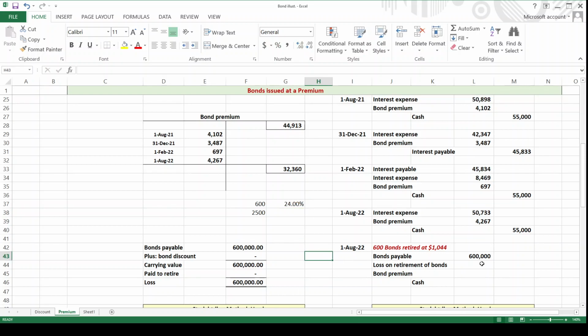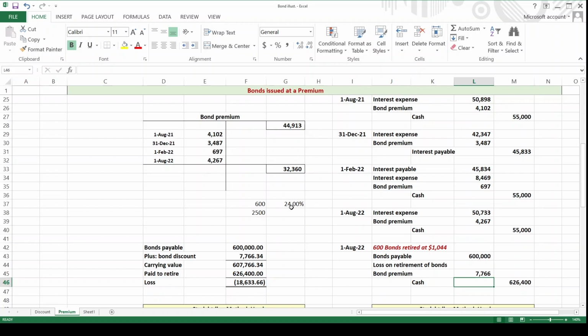Okay. All right. What's the cash? The cash is whatever it says, 600 times 1044, $626,400. What's the bond premium? Well, 24% of the bonds are disappearing. I want 24% of this balance to go away. So I'm going to take this and multiply times 24%. 7766 would be 24% of that balance.